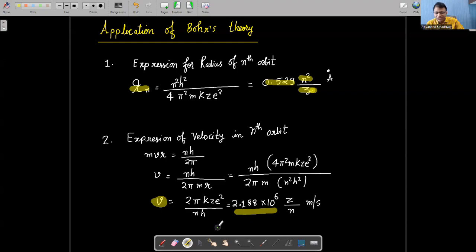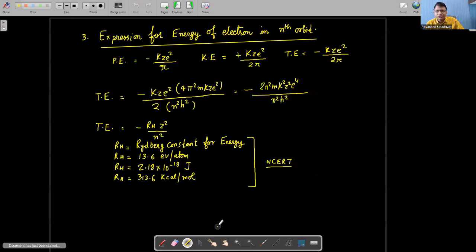Let us move to energy expressions. So we know that potential energy, because the nucleus is positively charged and electron is negatively charged, the charge on the nucleus is Z into e and the charge on electron is minus e.